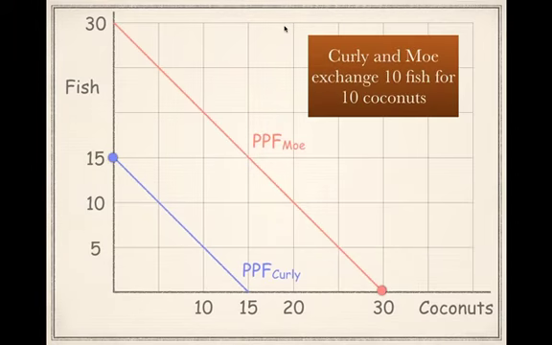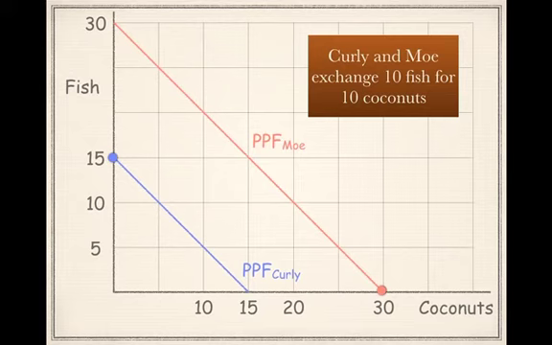Let's take the assumption here. We have two individuals, and I always talk about these two individuals being shipwrecked on the same island. On the island, there are only two edible resources available. Individual one is Curly, and the other individual is Mo. The only two products that they can produce to consume are fish and coconuts.